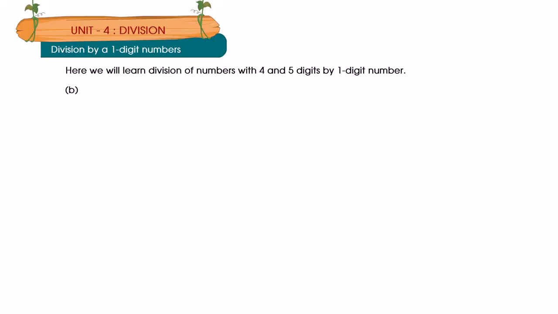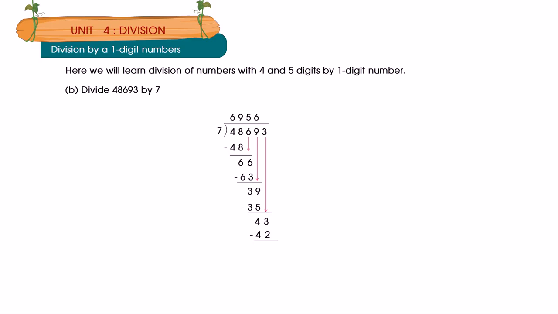B. Divide 48,693 by 7. 48,693 divided by 7 gives 6,956 as the quotient and 1 as the remainder.